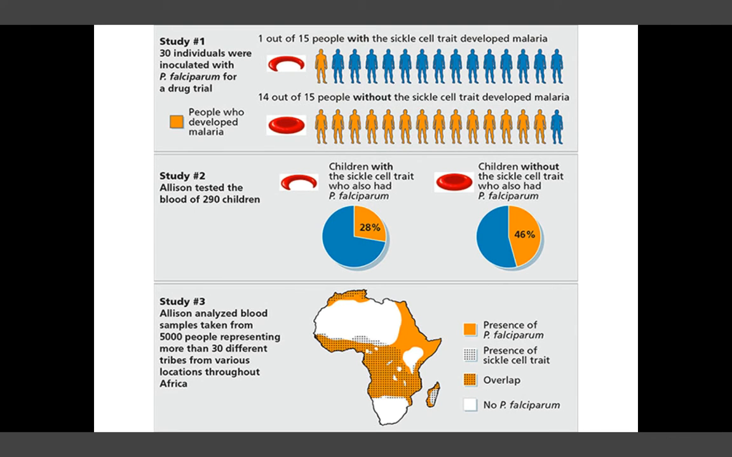These findings discussed were made possible by 3 distinct studies run by Dr. Allison. In his first study, he studied 15 individuals with AS genotype and 15 other individuals with the AA genotype. What he found was that 14 out of 15 people who had the AA genotype developed malaria, while only 1 individual with the AS developed it. In his second study, he tested close to 300 children and found that 28% of the children with the S allele developed malaria, while 46% of the children without a sickle cell trait developed the disease.